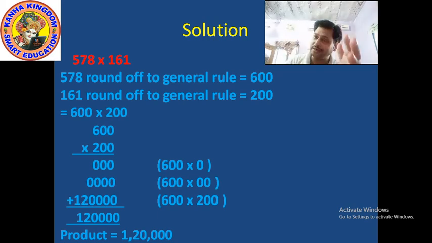First you have to convert it into general rule, and after converting you do product. You just multiply, and after multiplying you find out the answer. Clear it? Understand? So practice as many times as you can. Okay, very good.